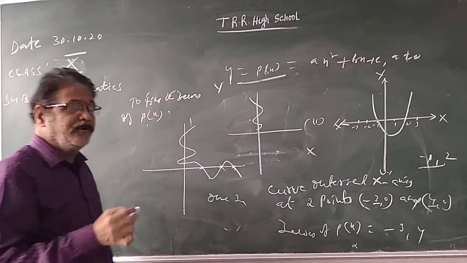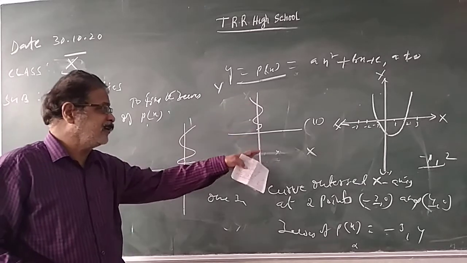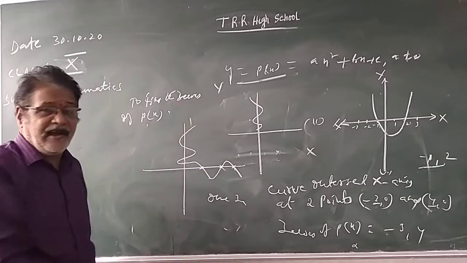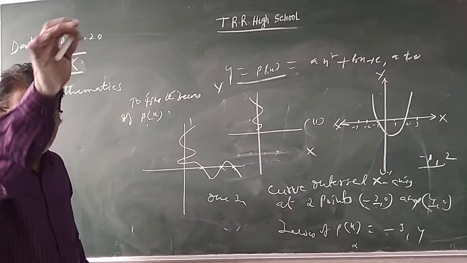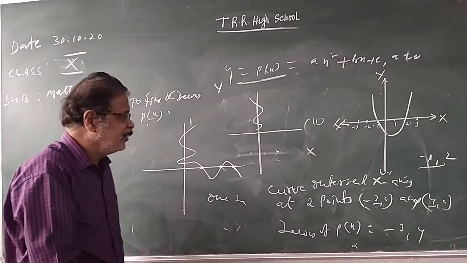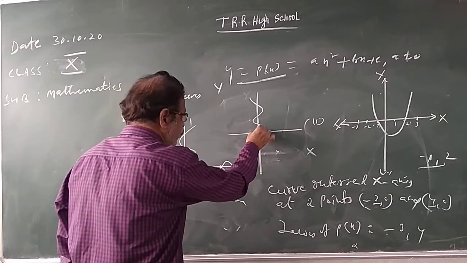Any zeros? No zeros. Because the curve is not intersecting the x-axis. It intersects only the y-axis. Where it intersects the y-axis, don't consider the y-axis. Only where the curve intersects the x-axis, only there will you get zeros. Now zeros.